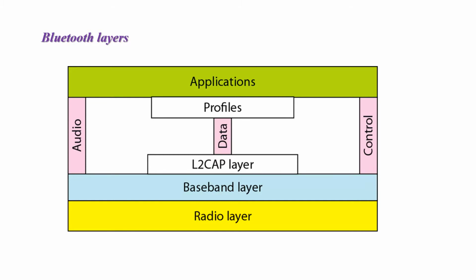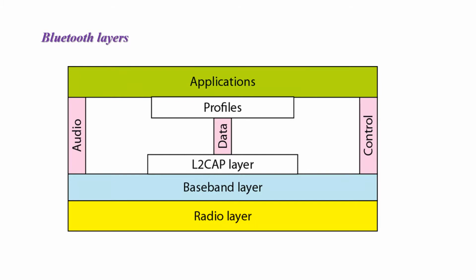Scatternet. Piconets can be combined to form what is called a scatternet. A secondary station in one piconet can be the primary in another piconet. The station can receive messages from the primary in the first piconet and, acting as a primary, deliver them to secondaries in the second piconet. A station can be a member of two piconets.